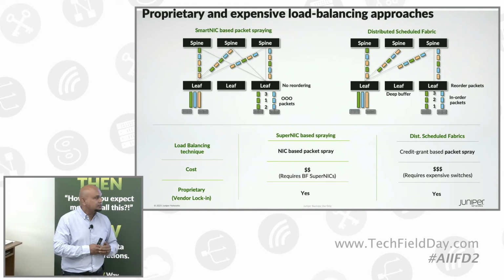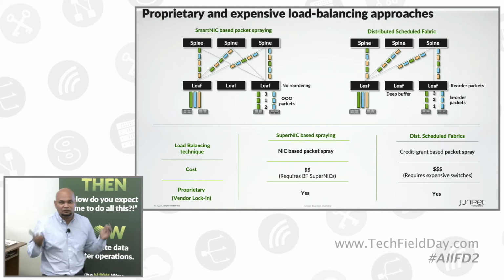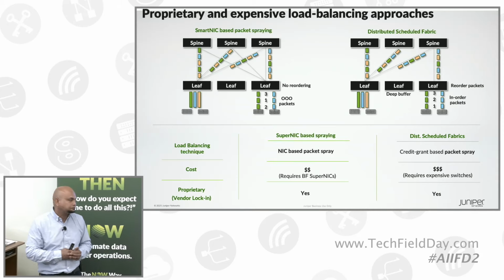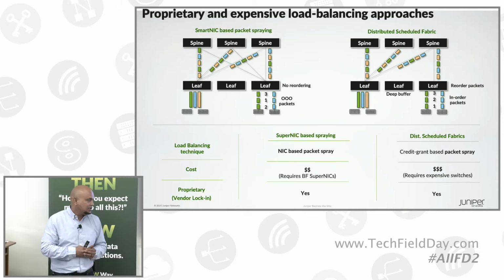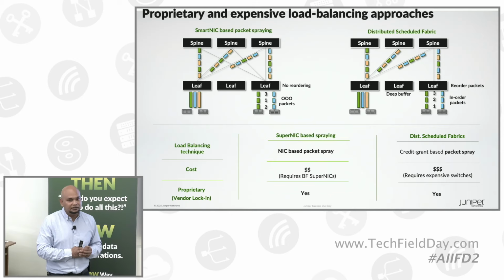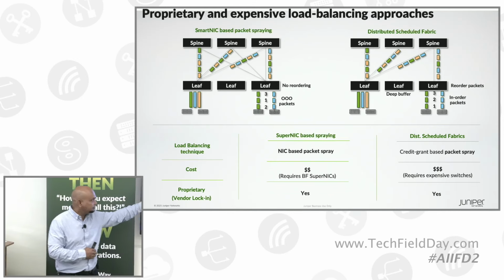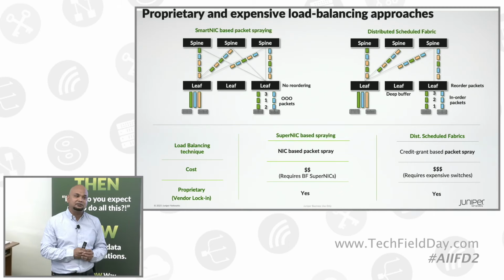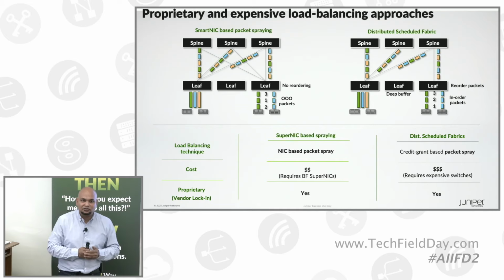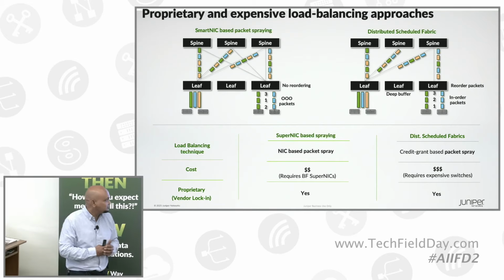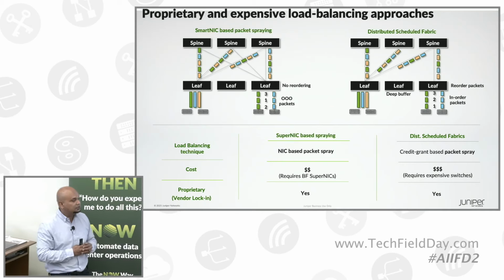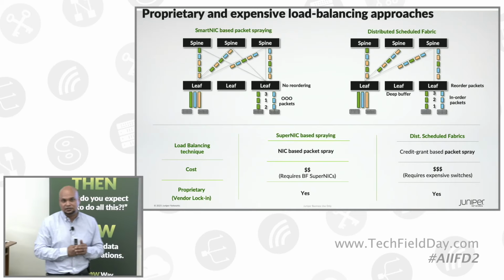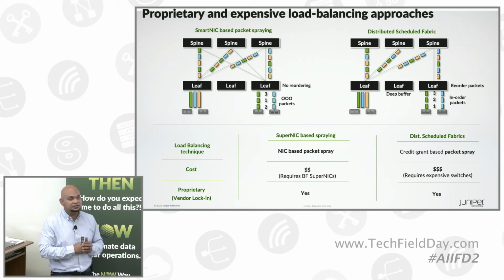Now you're adding almost 400 watts more power to each server using this. And on the second one, yes, of course, these leafs are deep buffer, and hence they're more expensive. And also both of them are proprietary. So on the left-hand side, you will be using vendor A's proprietary NIC to achieve this, and so you'll be locked in for any expansion of your AI data center because of that. And also in the case of the distributed scheduled fabric, you are definitely locked into the whole fabric ecosystem from a single vendor.